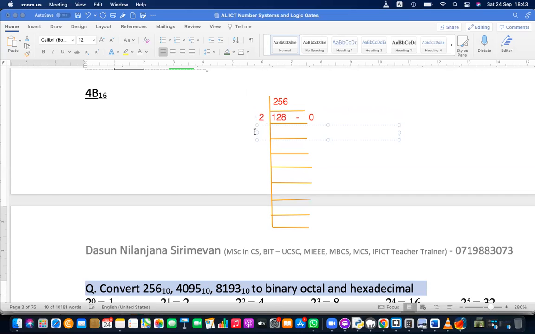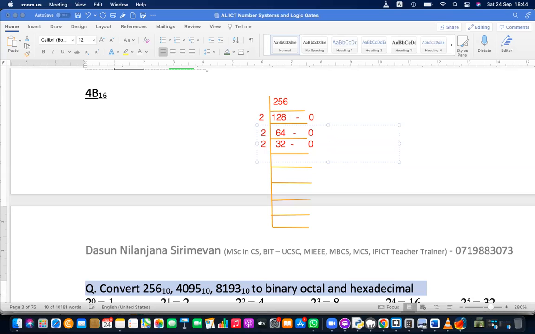Let's divide by 2 again. 128 divided by 2, you will get 64. And the remainder will be again 0. Right? Then divide that by 2 again. 32, sorry. And the remainder will be 0 again.